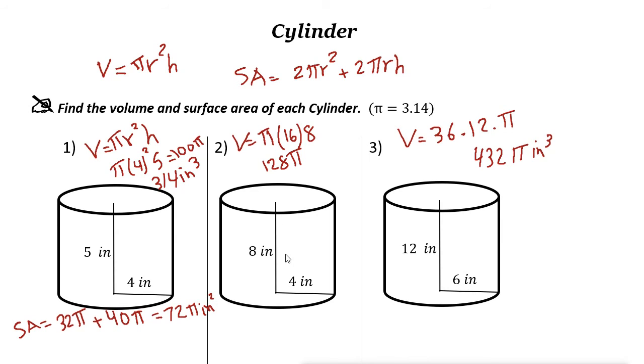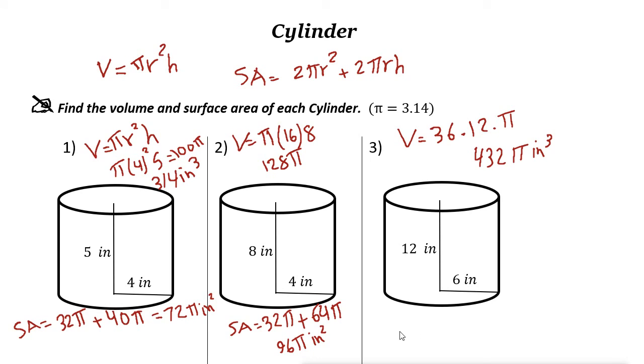Next one here. The surface area here, the radius is 4, so we have 2 pi r squared. R squared is 16, times 2 is 32 pi, plus, and we need to add 2 pi r h. R times h is 32, times 2 is 64. So it is 64 pi. Add them up, it is 96 pi, and it is square inches. Instead of pi, you can just multiply 96 by 3.14.